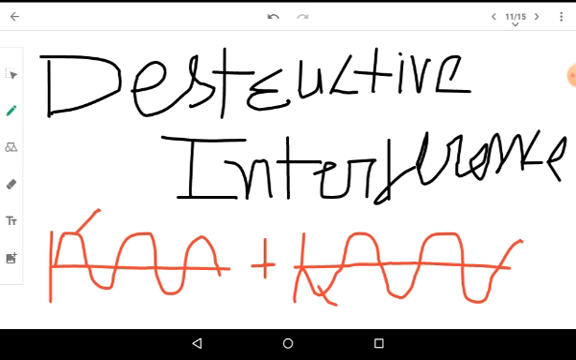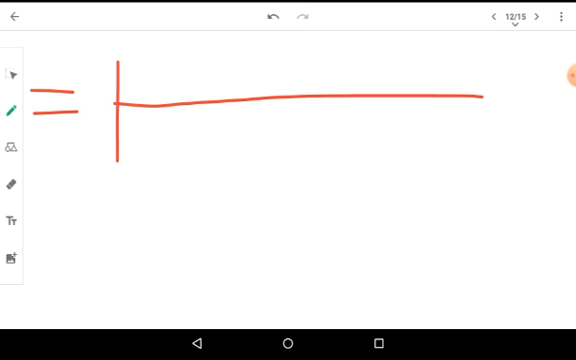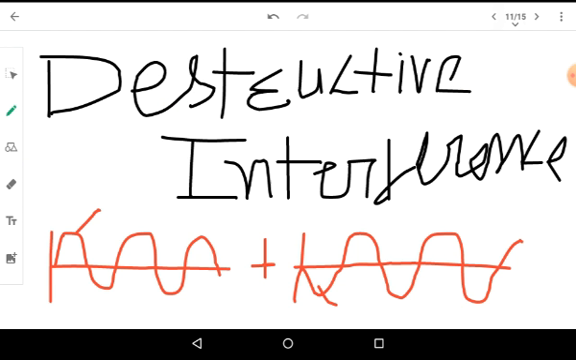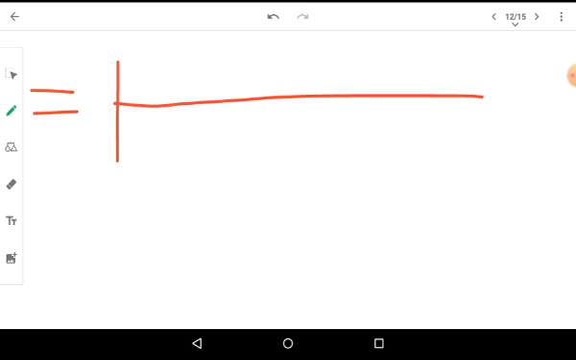Okay, and what will happen if I add these two waves? What I'll get is nothing. When I add these two waves, these two will cancel each other. This and this will cancel each other, this and this, this and this. So you will not get anything. You will get a null wave. There is nothing here. Everything is destructive, and you don't get anything there.